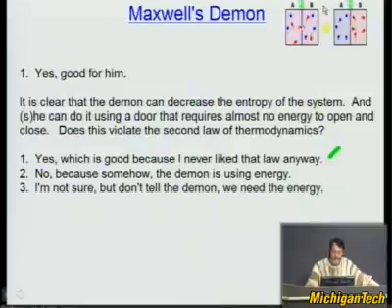No, because somehow the demon is using energy, and with using energy, the demon is creating entropy. Or I'm not sure, but don't tell the demon because we need the energy.